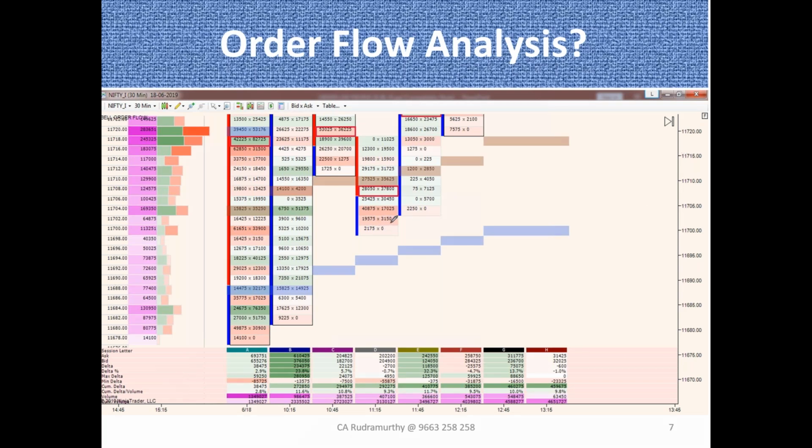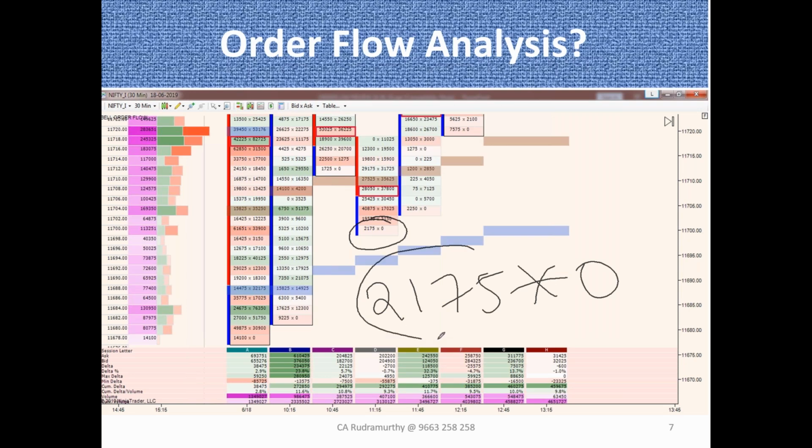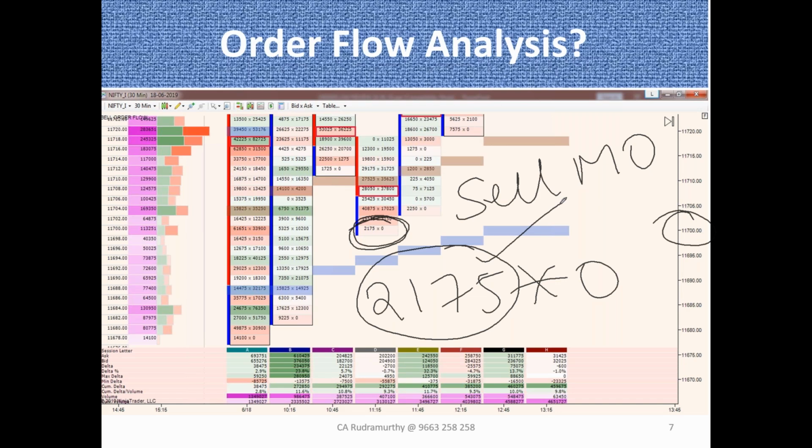For example, if you see a particular order here, it says 2175. So you can see the quantity 2175 into 0 is what it shows. Now what do you mean by this 2175 into 0? Please understand, this 2175 indicates a sell market order. So there was a 2175 quantity sell market order placed by someone, and if you see the price around 11,700 Nifty, someone placed a market sell order and that got executed, and the quantity which got executed was 2175.